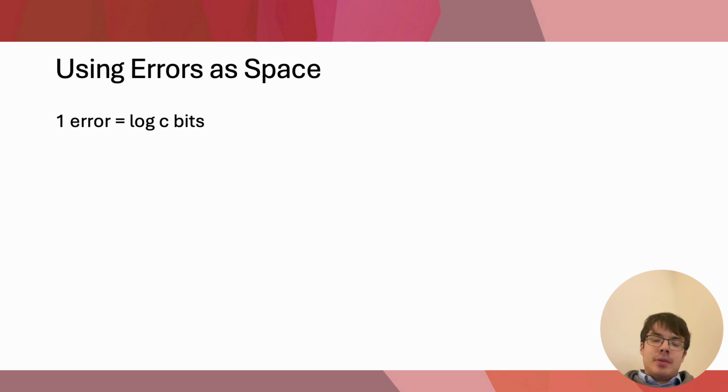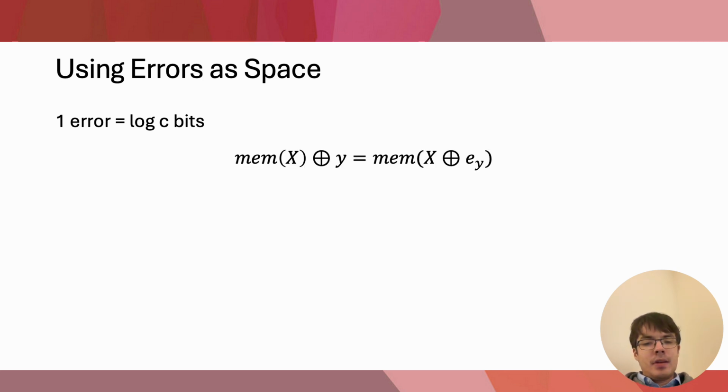This is precisely what we do. In order to do this, what we need somehow is a method to allow a single bit flip to represent or manipulate really log C bits. In order to do this, we define the following map, mem of x.